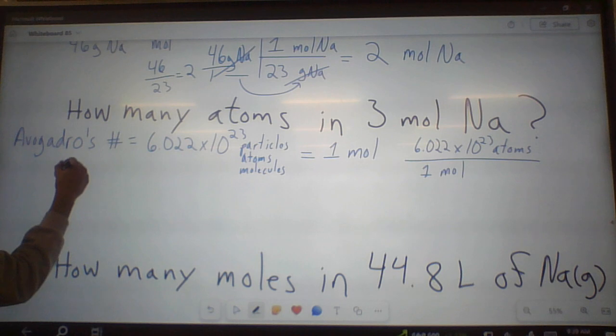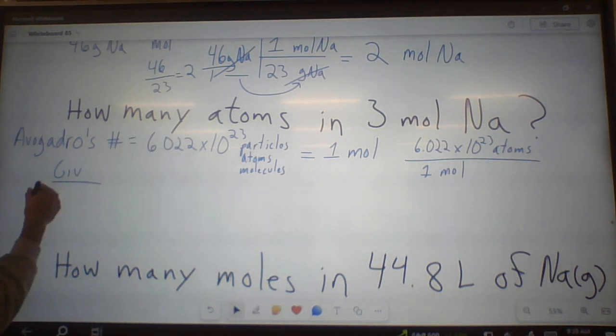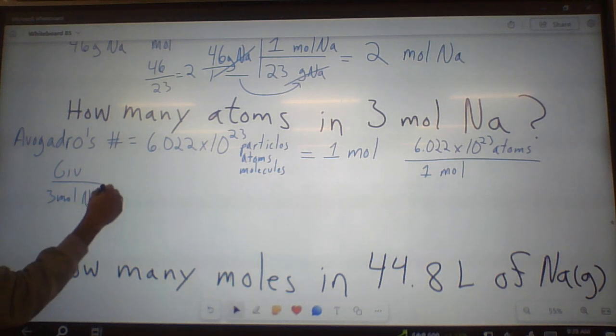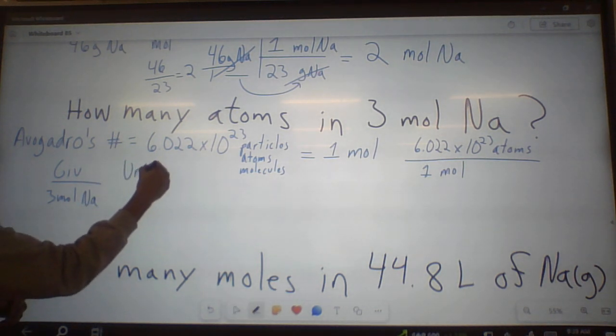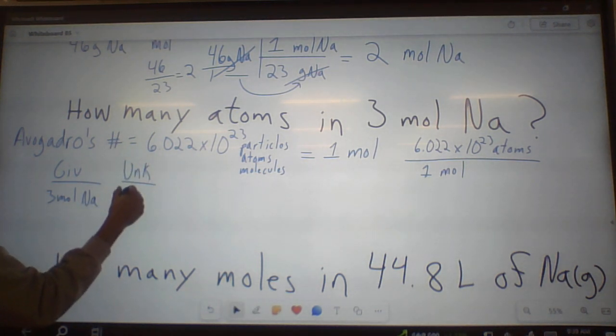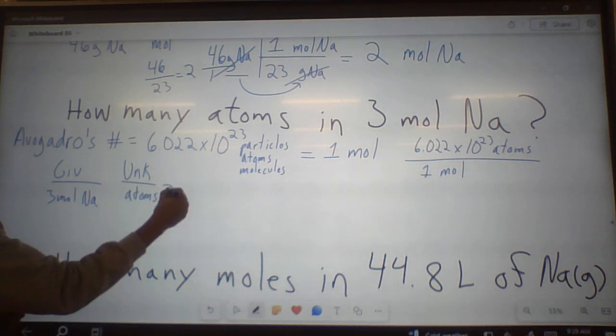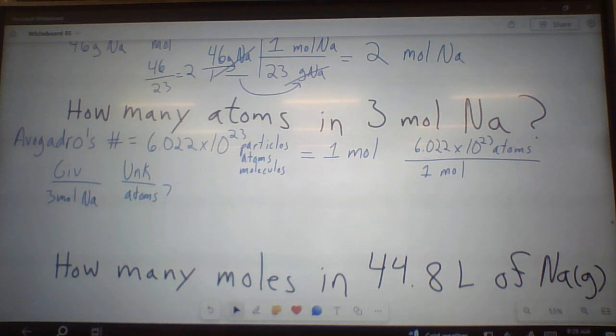Given information: they gave me 3 moles of Na. Unknown information: they want me to find atoms. So how many atoms? Okay, that's easy.